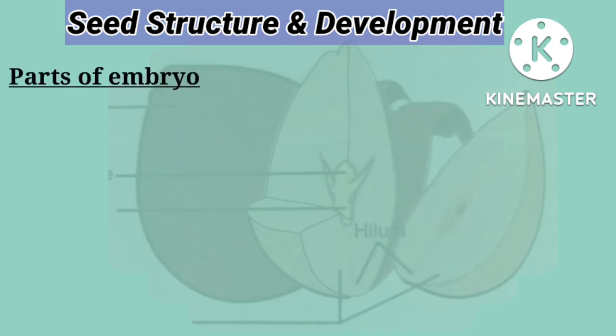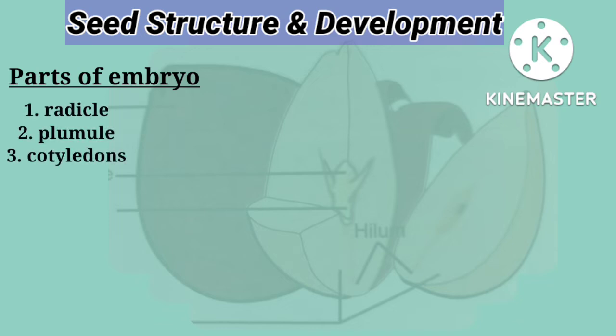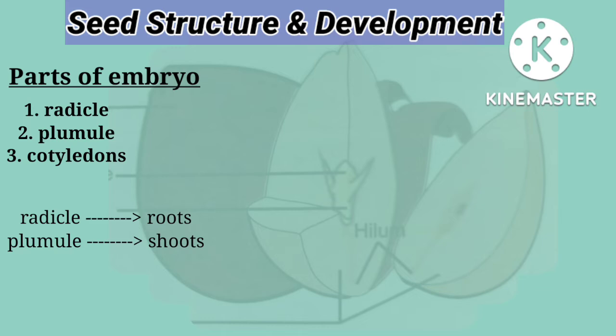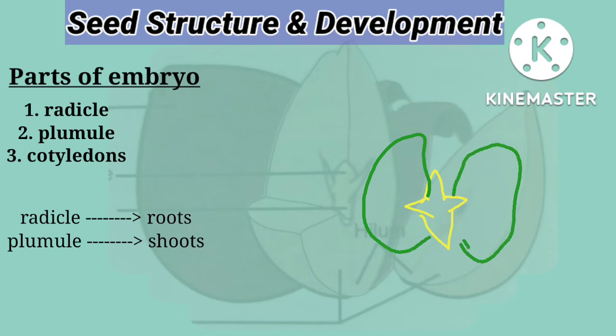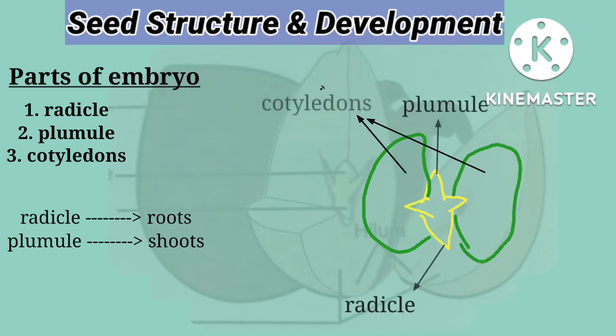We will see that the embryo, which is an immature plant, consists of three more parts: the radicle, the plumule, and two cotyledons. The radicle basically is the next developing stage of the embryo which will develop into the roots. R for radicle and R for roots. What about plumule? Plumule is going to develop into the shoot.